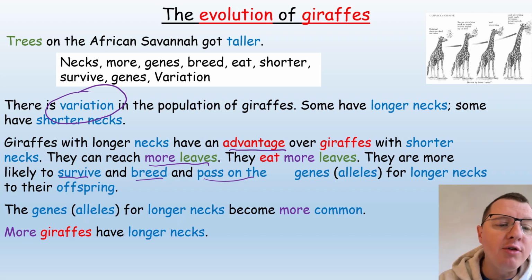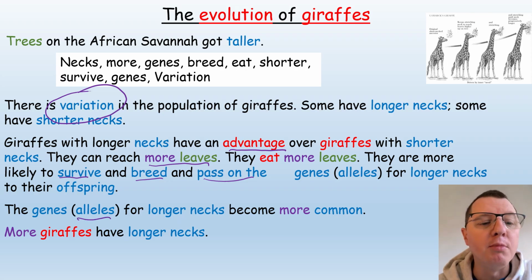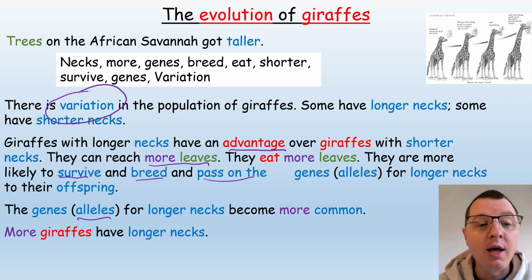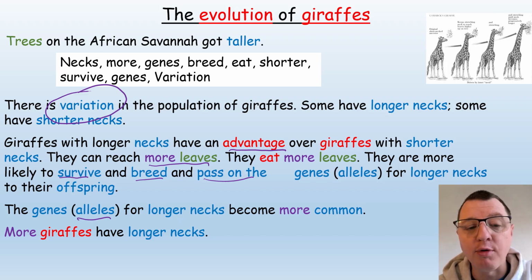And then the genes or the alleles for longer necks will have become more common, and more giraffes will have longer necks. And if this process continues over millions of years, then you will have gone from a species with a relatively short neck to a species with a relatively long neck. And one of the really interesting facts about giraffes is that they haven't increased the number of bones in their neck. It's just that each individual bone has got slightly larger over many generations and millions of years.